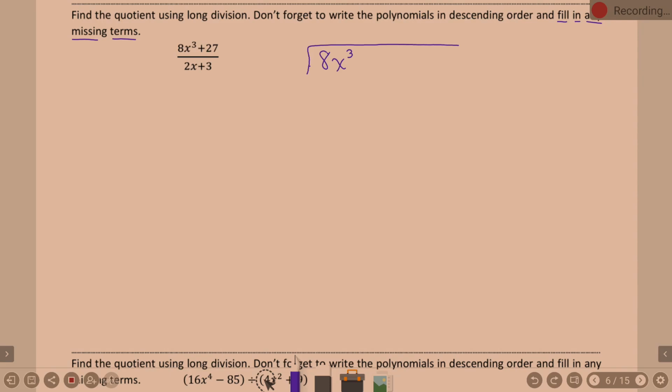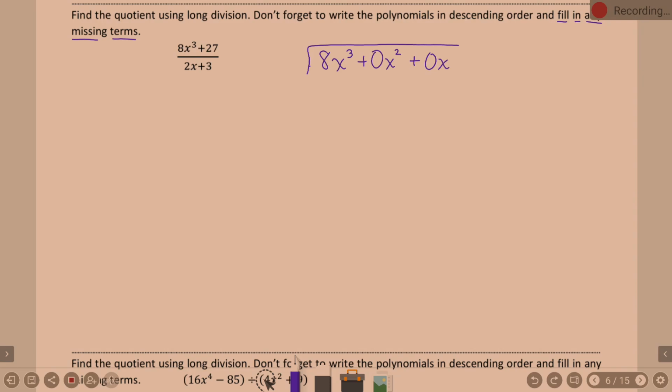So if there's not an x squared term, and I want one, we're going to put in a placeholder. So we're going to put in a 0x squared. Does 0x squared mean anything? No, but it's holding my place. It's going to keep all my like terms lined up. What should come after an x squared term? An x. Do I have an x term? No, so I'm going to put a 0x.